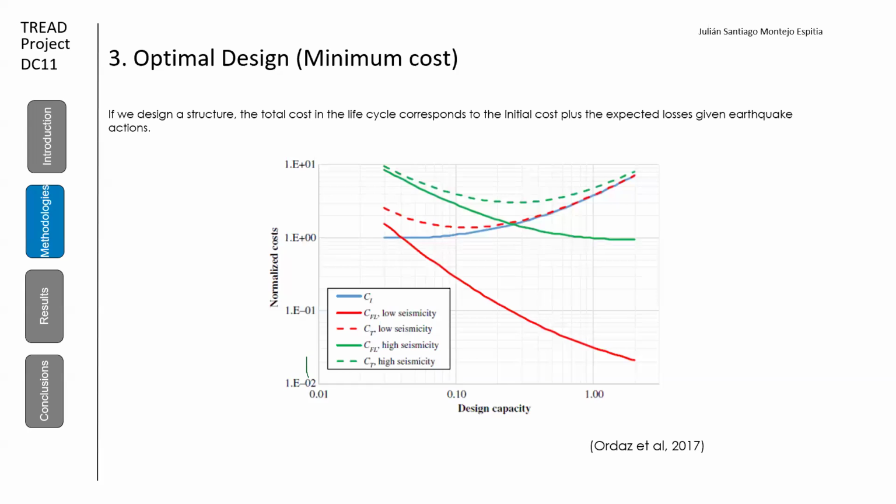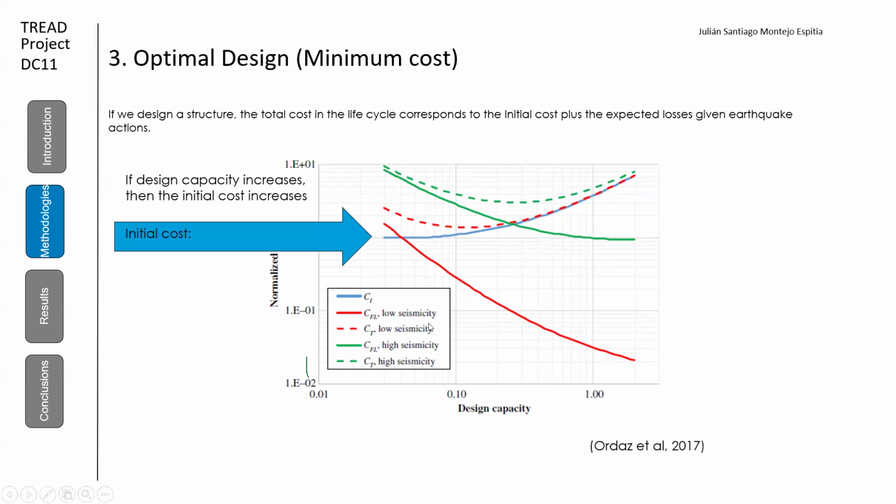So as a simple example, I took this caption from the paper of Mario Ordaz, who introduced this methodology. So we have the blue line, which is the expected initial cost of a building. If we design the building for a higher capacity, the cost will increase, right? And we have two different examples of buildings. We have the red one, in the case we want to design in a low seismicity area, and the green one in a high seismicity area.